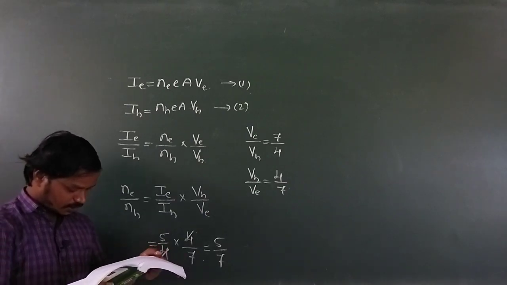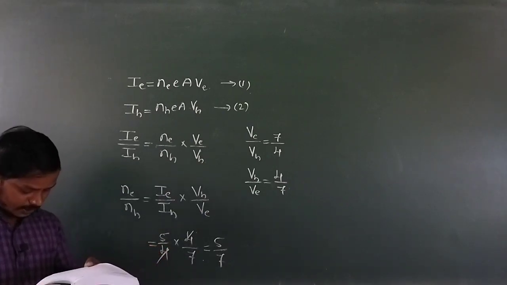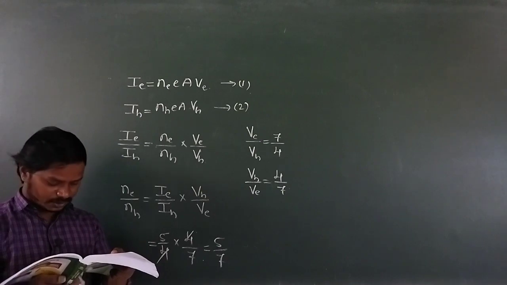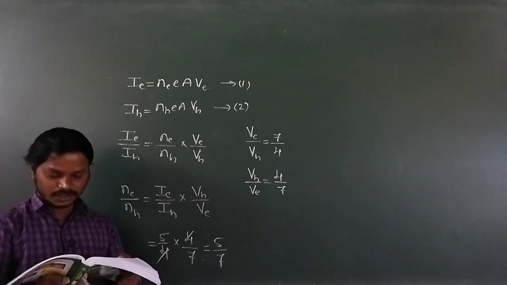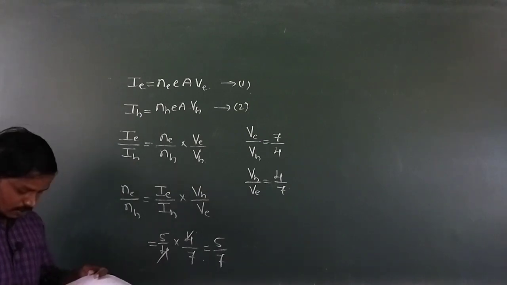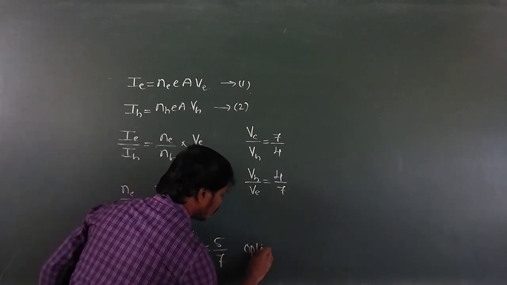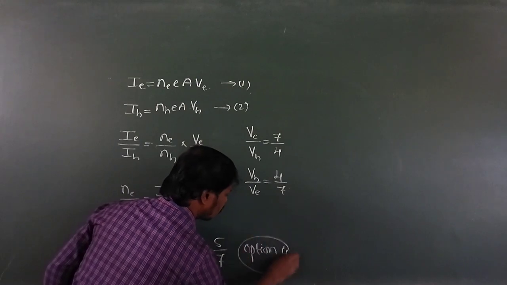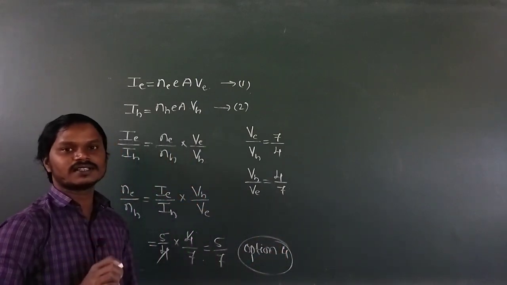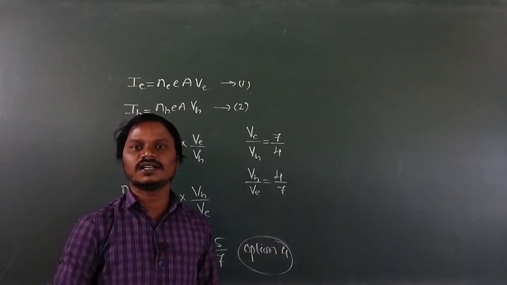Here the options: first option 25/49, second option 49/25, third option 7/5, and last option 5/7. So option 4 is correct. In the next class we will solve the questions related to the semiconductor, diode and logic gates.